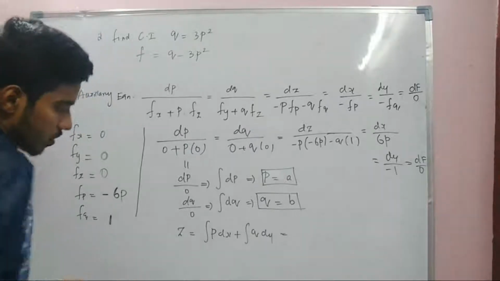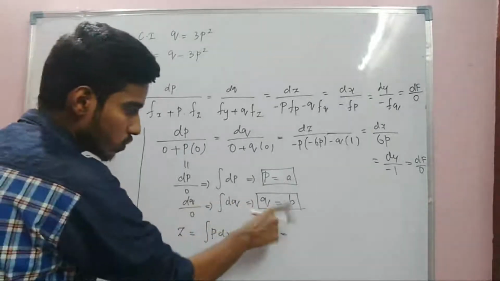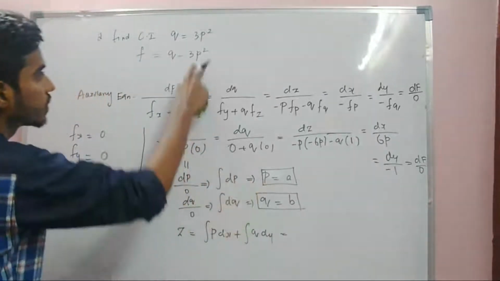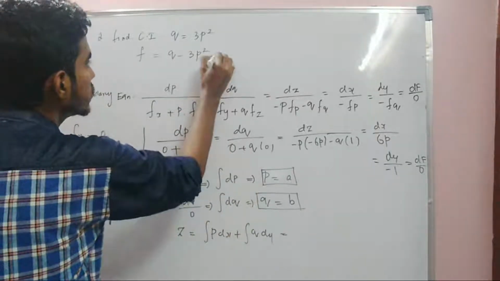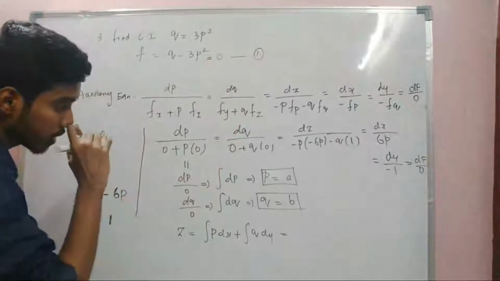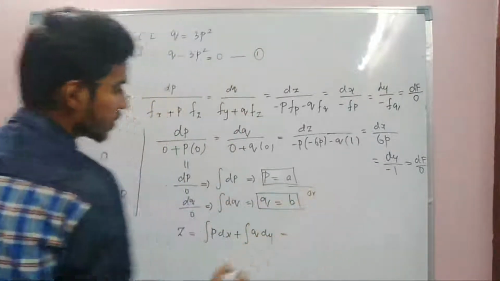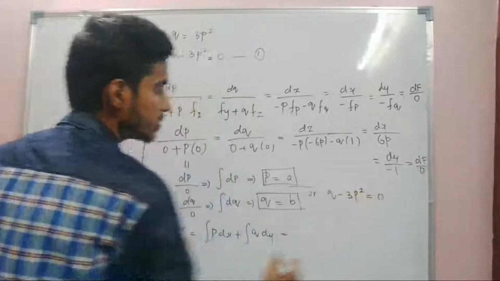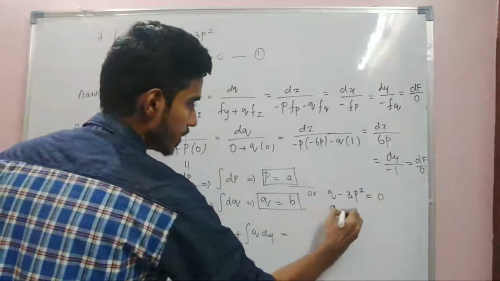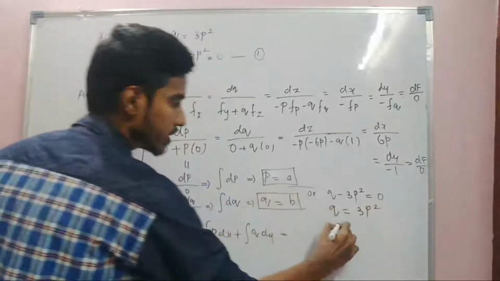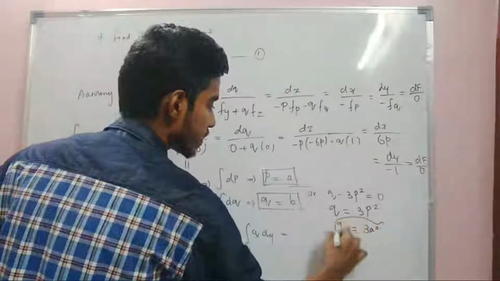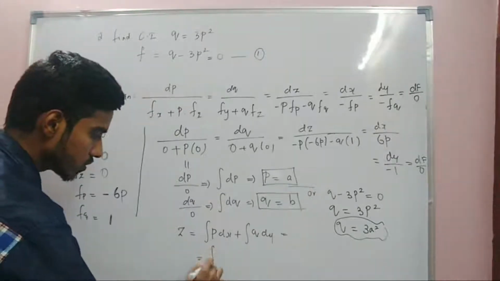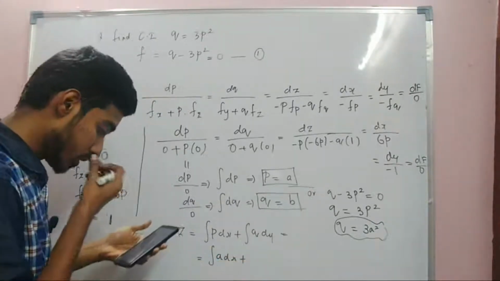Now from here, we can also take q to be equal to b, or what I can do is substitute the value of p in equation number 1, right? This is our equation number 1. Or else you can also find q. So q minus 3p square is equal to 0. So our q will be 3p square, and since p is equal to a, q is equal to 3a square. You can also find q in terms of a, right? So we can also write this to be equal to the integral of a dx plus the integral of q dy.